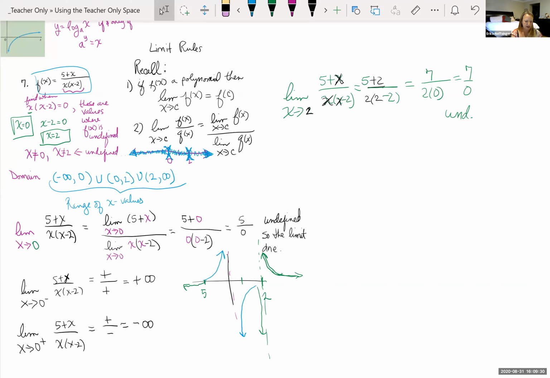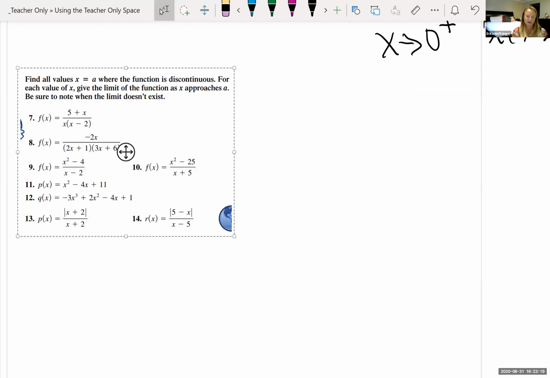Okay, so this is probably a great spot to take a little bit of a break. Okay, so we're looking at, again, continuity and just coming back from break. And now let's look at problem number 10 in this one.